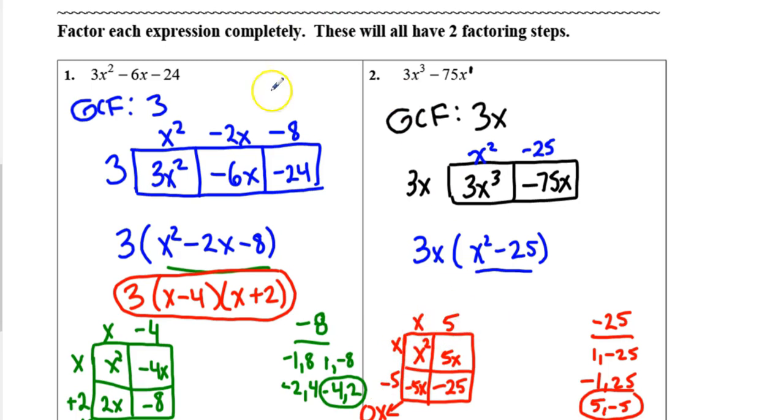Now I can write my final form. 3x, and this quadratic expression that I've underlined here gets broken down into x plus 5 and x minus 5.